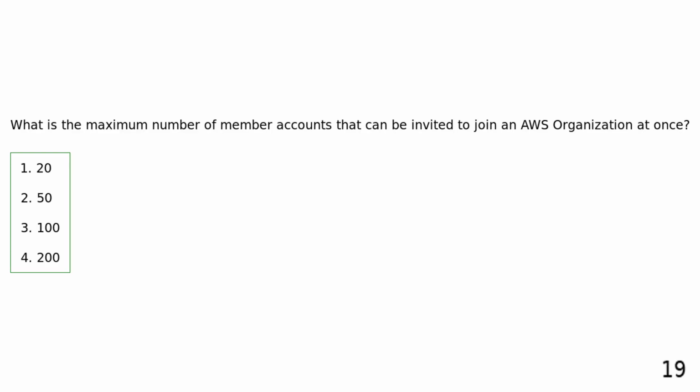What is the maximum number of member accounts that can be invited to join an AWS organization at once? 20, 50, 100, 200. The maximum number of member accounts that can be invited to join an AWS organization at once is 20.